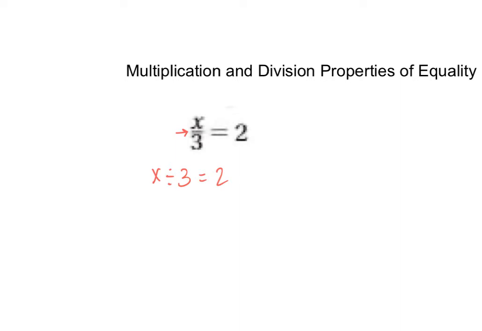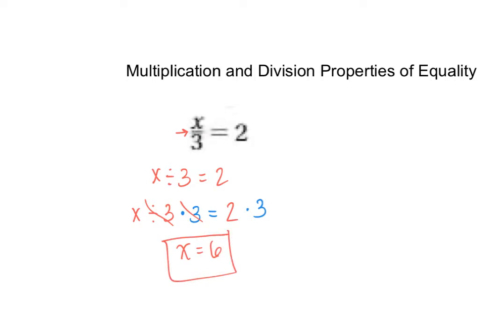That way you know you have to do the opposite, which is multiply, okay? So we're going to multiply both sides by 3. So x divided by 3, and then we're going to multiply by 3 equals 2 times 3. So we multiplied by 3 to both sides. Once we've done that, these are going to cancel. We're going to be left with x equals 6.